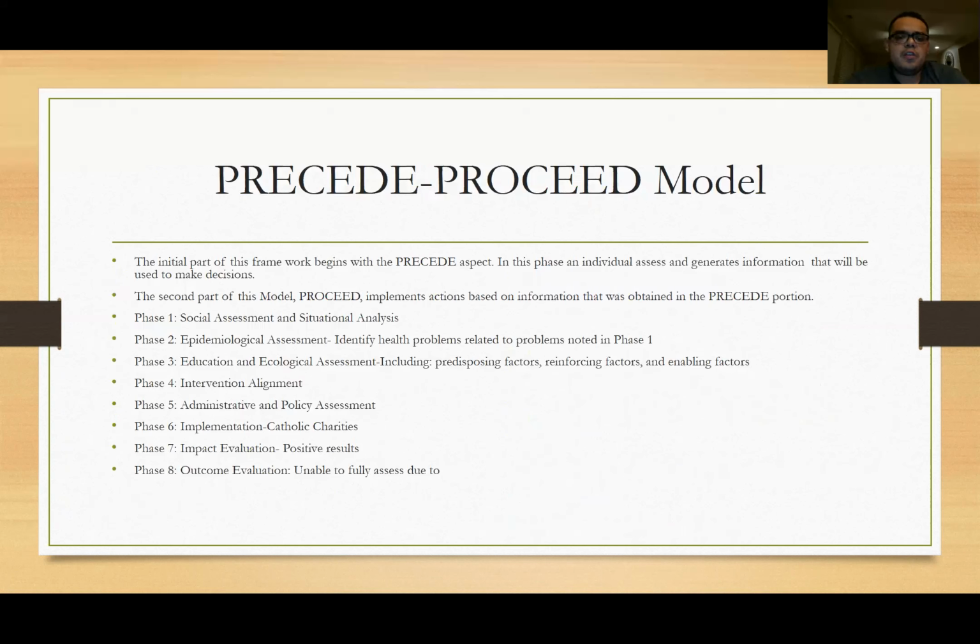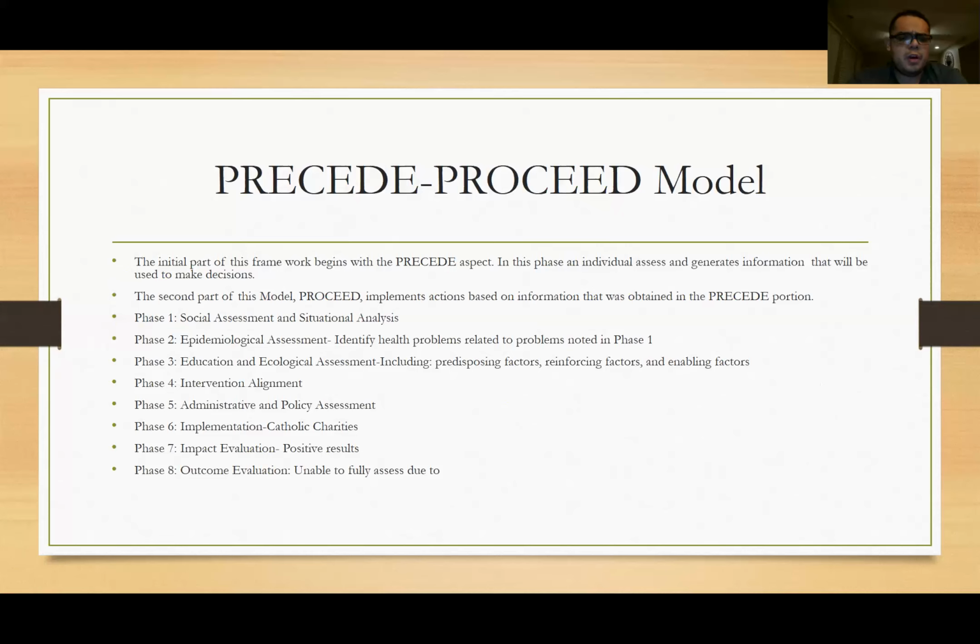So the model that I used was the PRECEDE-PROCEED model. The initial part of this framework begins with the PRECEDE aspect. In this phase, an individual such as me assesses and generates information that will be used to make decisions and interventions for the community. The second part of this model is the PROCEED. It implements actions based on information that was obtained in the previous portion.